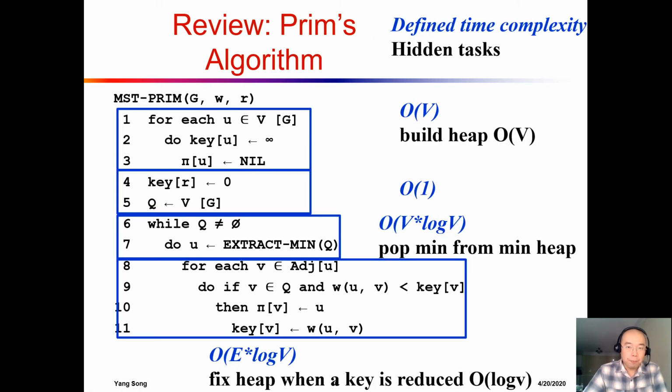Okay, so how do we get that? For this slide, I want to show you. The blue ink shows the defined time complexity of the Prim's algorithm. And then I use the black characters to show you, since we are using the binary heap, there are some additional costs, or hidden costs, in this case. Okay, so for the first box, we are going to visit all the vertices. So that is O(V) for sure.